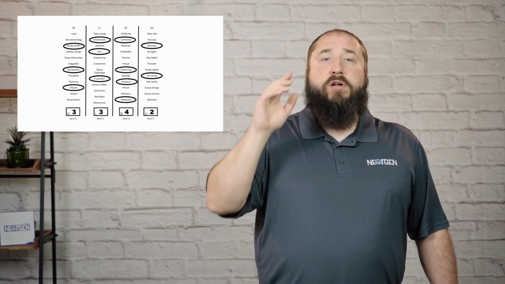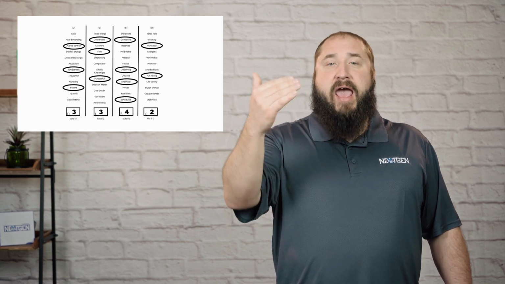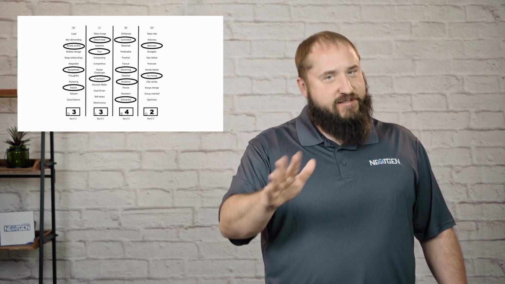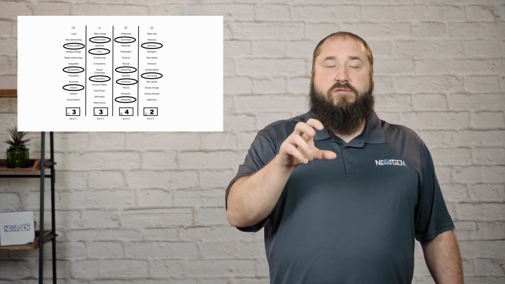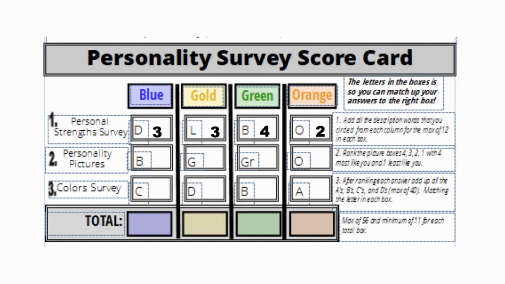Once you're done circling all the words that describe you, go ahead and add them up in the boxes below. Max of 12. If you have more than 12, you've done something wrong, okay? Now, each box has a letter in it. So you notice D, L, B, O, okay? You take those boxes and match them to the scorecard. So add it to your scorecard, all right? It should look like this for your first one.